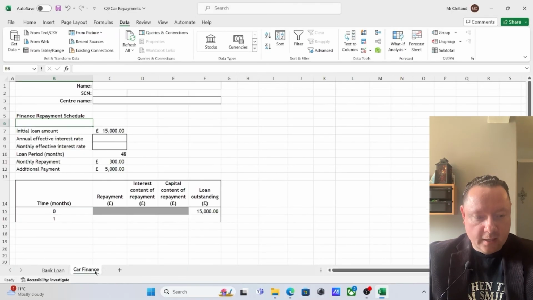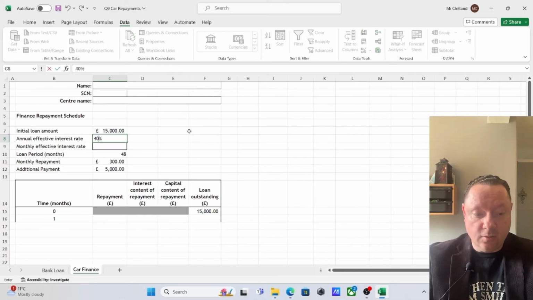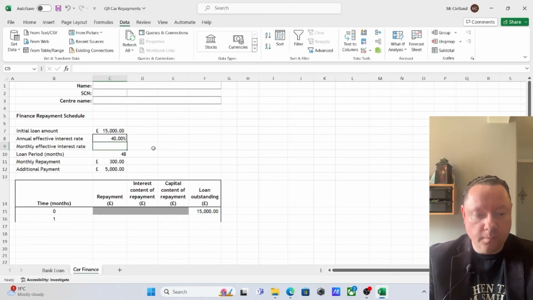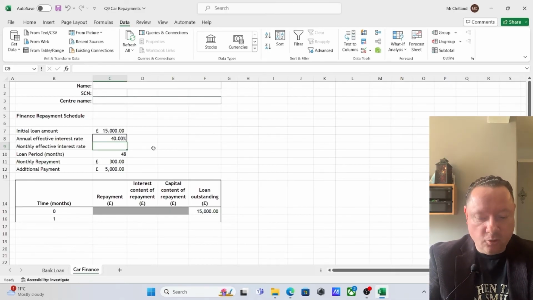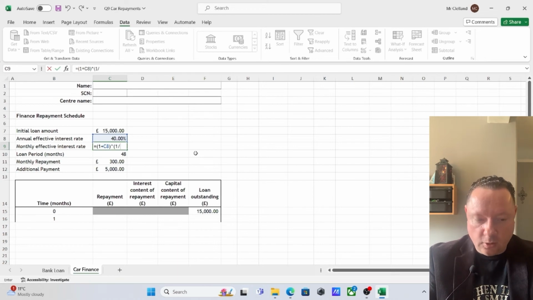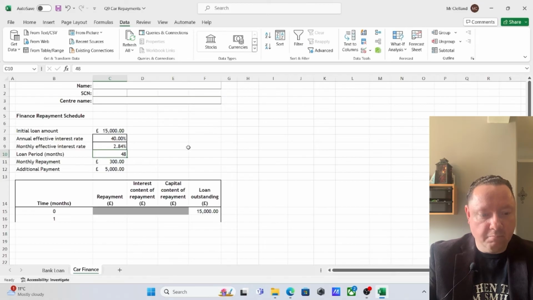So there's the car finance one there. The annual effective interest rate is what we're trying to find. We don't know it, so we're just going to guess. So 40. I don't know. Pick anything you want, just don't pick anything too small. Okay, again, monthly effective interest rate equals 1 plus this to the power of 1 over 12, because it's a month, take away 1. And we get our monthly.